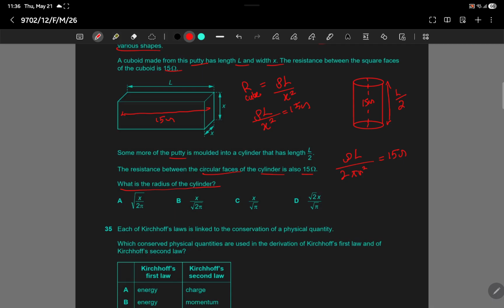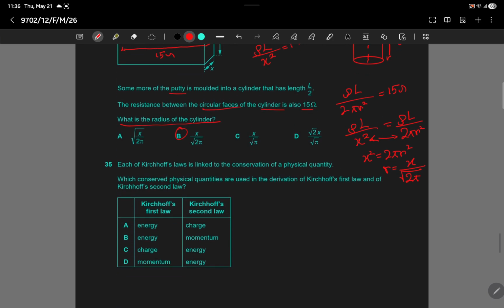Okay, both of them are 15, so if we equate them together, x square equals to rho L by 2 pi r square. These two are equal, right? So x square equals to 2 pi r square. So r equals to x divided by root over 2 pi. Hence the answer is B.